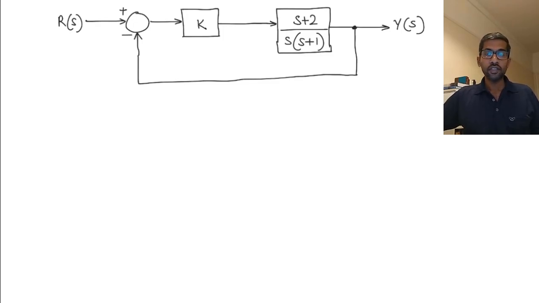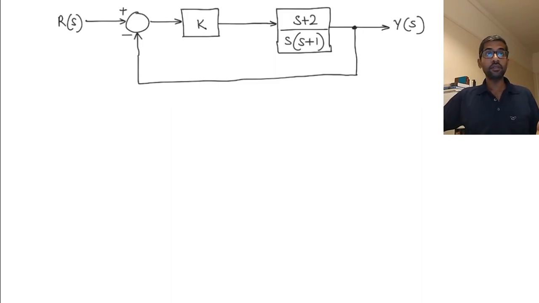Hi, let's continue our examples in which we are trying to apply Routh-Hurwitz criterion to determine the stability of different systems. And in this example, we have been given a block diagram and we want to evaluate the stability of the system. Okay, so the first thing that you want to do here is find out that system transfer function.